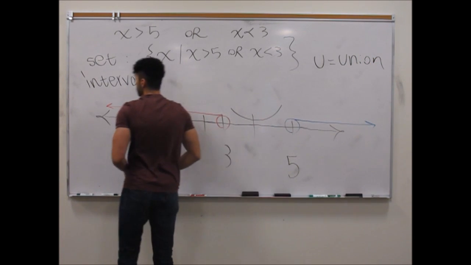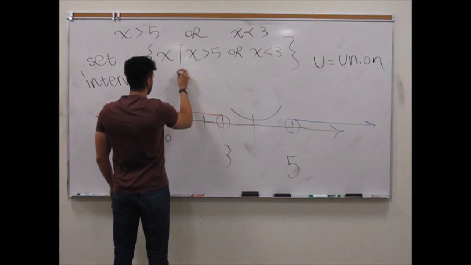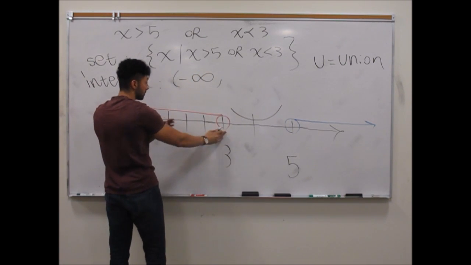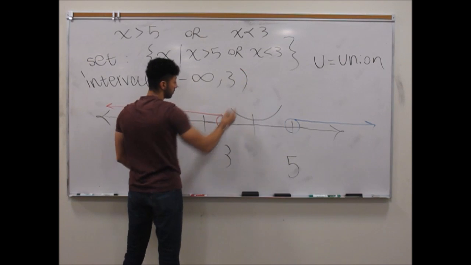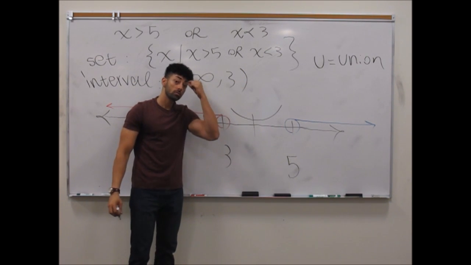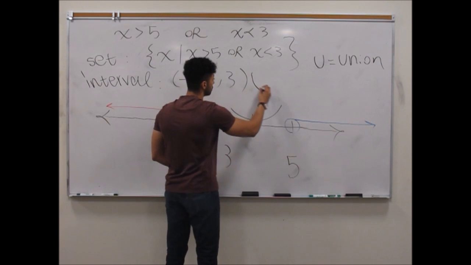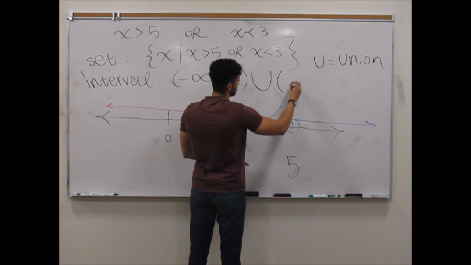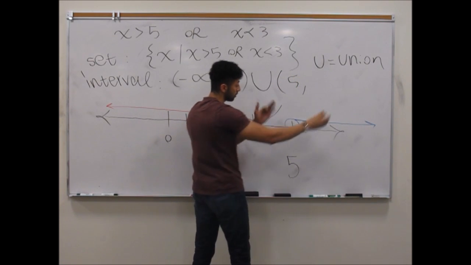So talking about the interval, coming in from the left, negative infinity. We never include infinities. We hit 3. It's not included. Then there's an area where I get no solutions, so I'm going to use a U to indicate that. Then I start up at 5 again, not included, and then I shoot off to infinity.